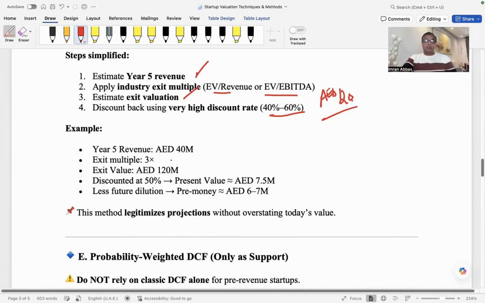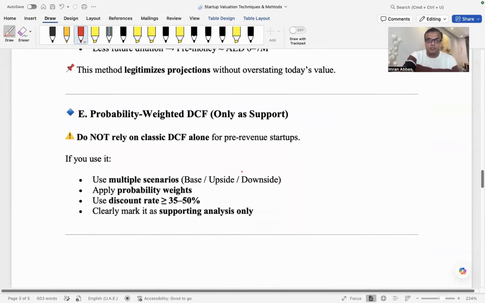Fine. Now the example. Year 5 revenue would be 40 million. Exit multiple would be 3. Then the exit value would be 120 million. Discounted back, the present value is 7.5 million. And then, less future dilution, the pre-money valuation would be your 6 to 7 million. So this method legitimizes the projection without overstating today's value.